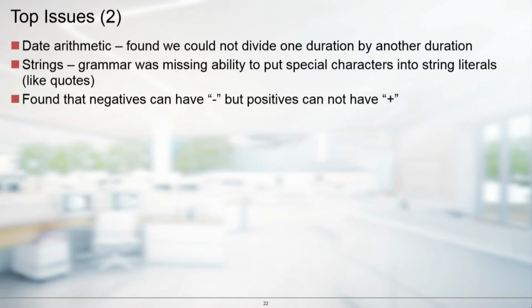So, just these little shortcomings of the spec, which we were able to find because we were testing and actually running cases, and then report back. We found out that negative numbers can have a minus sign, but positive numbers cannot have a plus sign in front of them. So little edge cases like that.